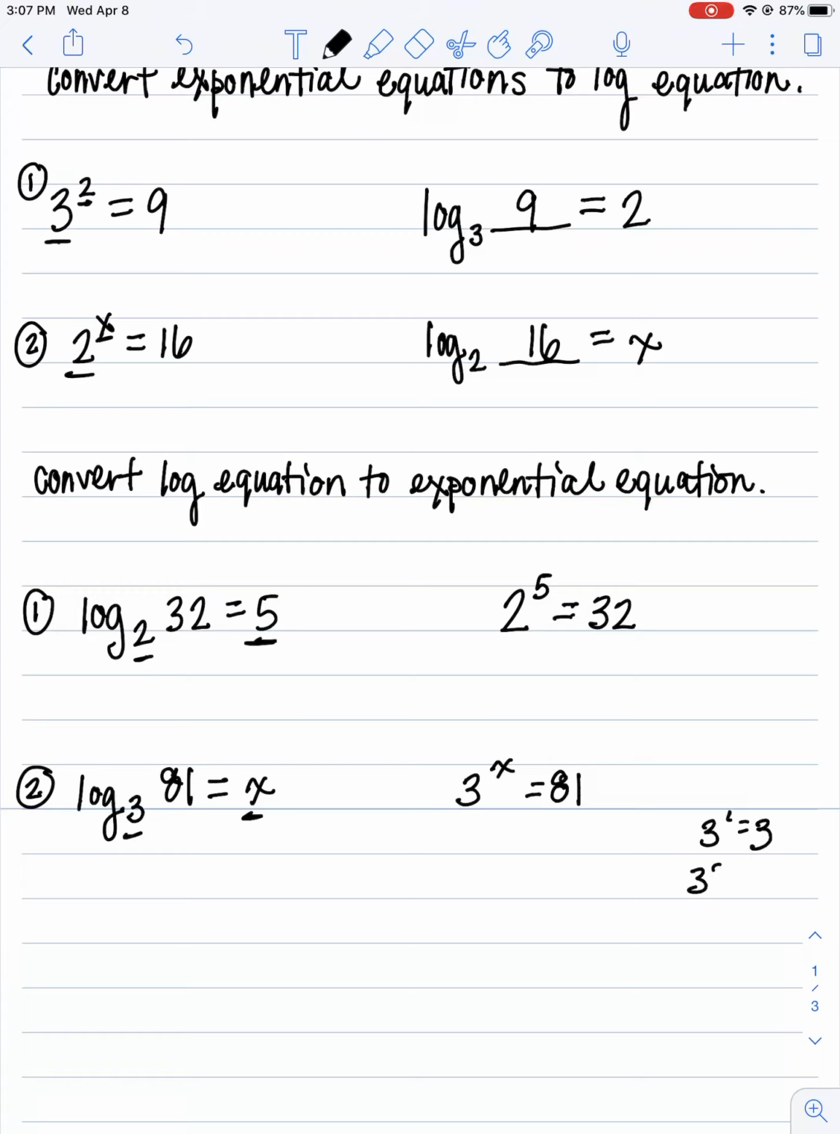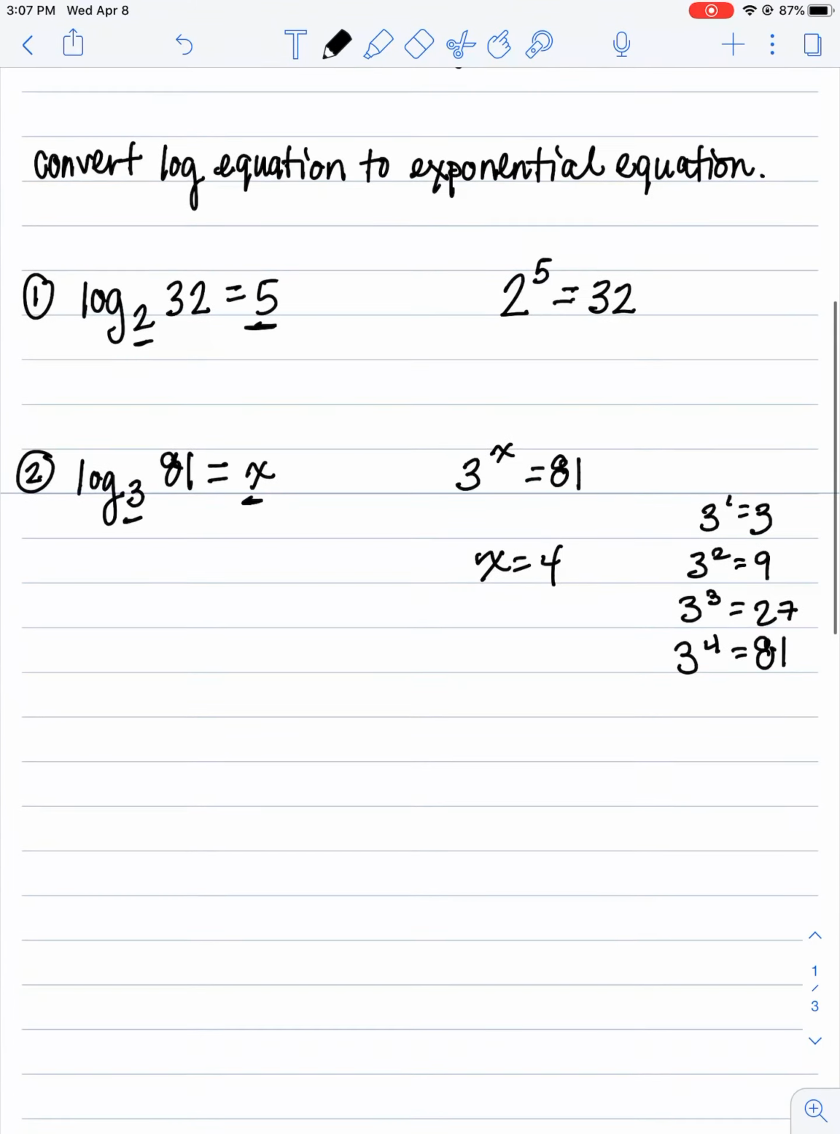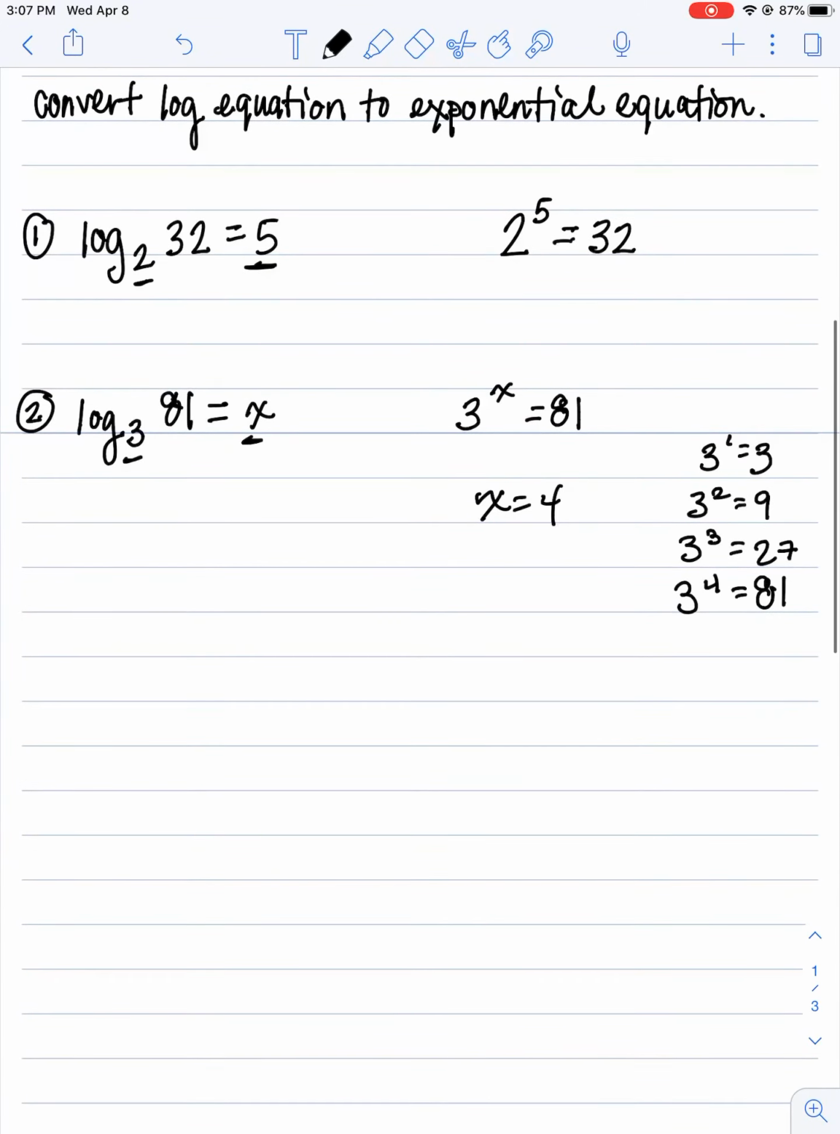Think about it. 3 to the first power is 3. 3 to the second power equals 9. 3 to the third power equals 27. And 3 to the 4th power equals 81. So look at that. Obviously, x equals 4 because 3 to the 4th power equals 81.